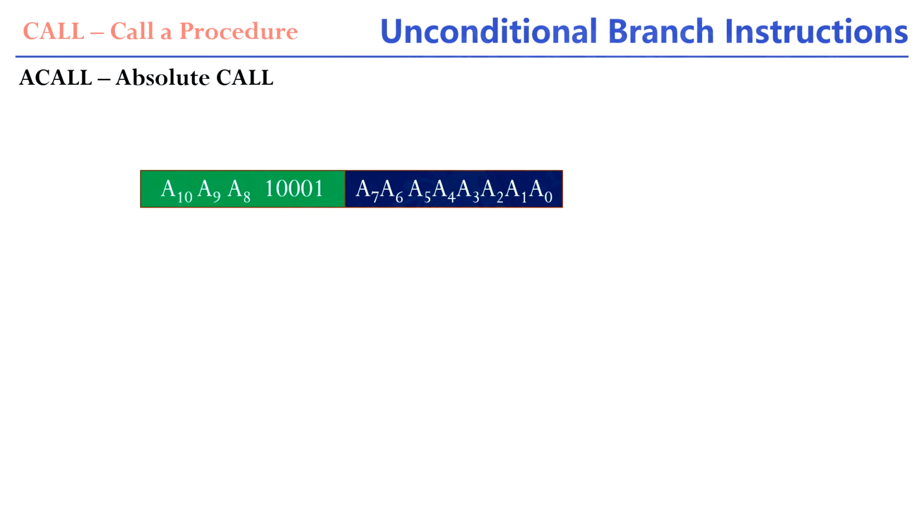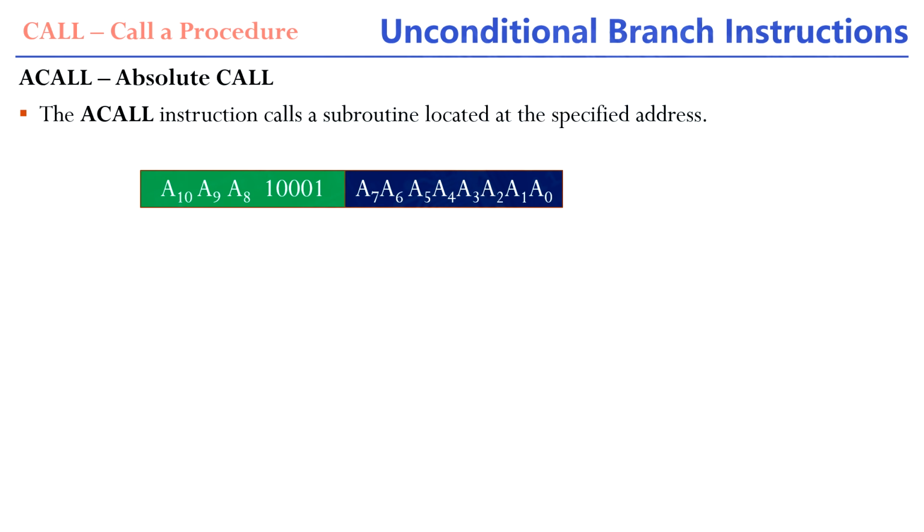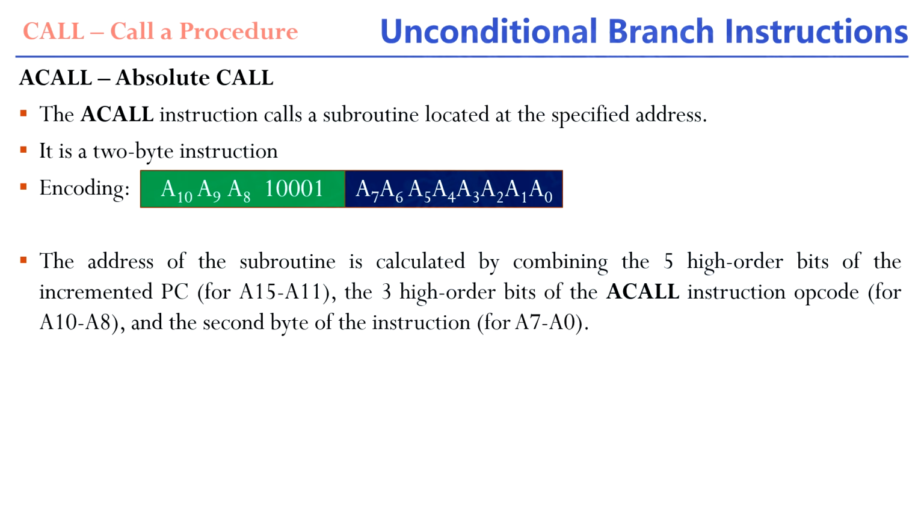Next, ACALL. ACALL stands for absolute call. The call instruction calls a subroutine located at the specified address, but within the 2 kilobytes of the same memory space. And it is a 2-byte instruction, you can see, similar to the AJMP instruction. And here is the encoding for the instruction.